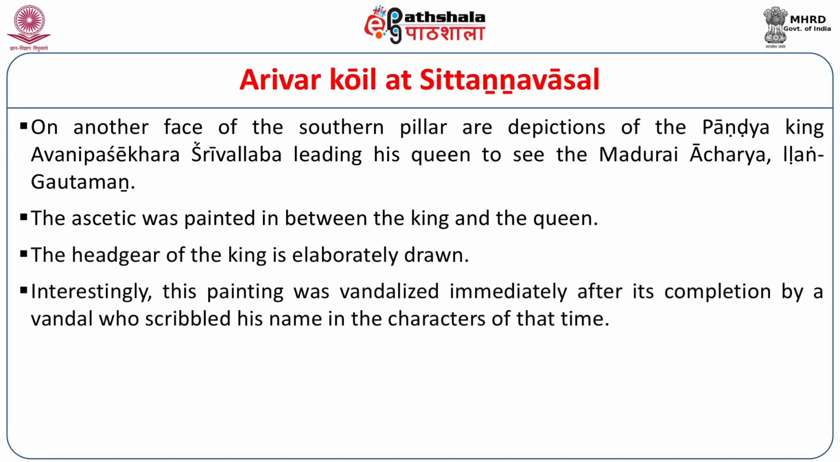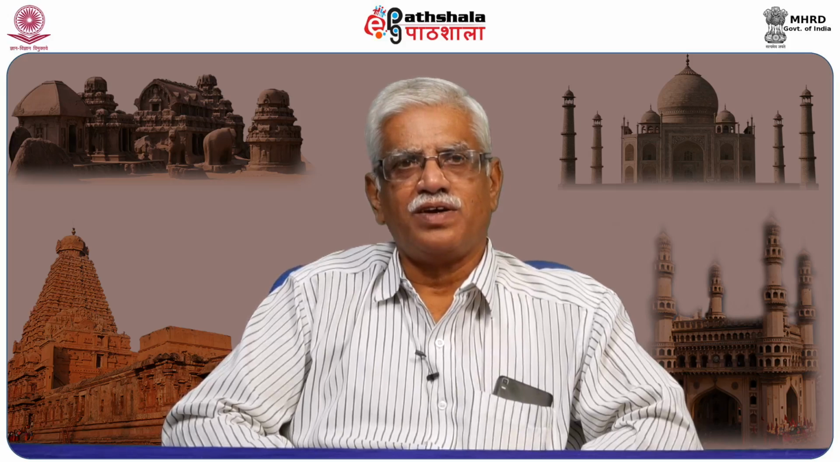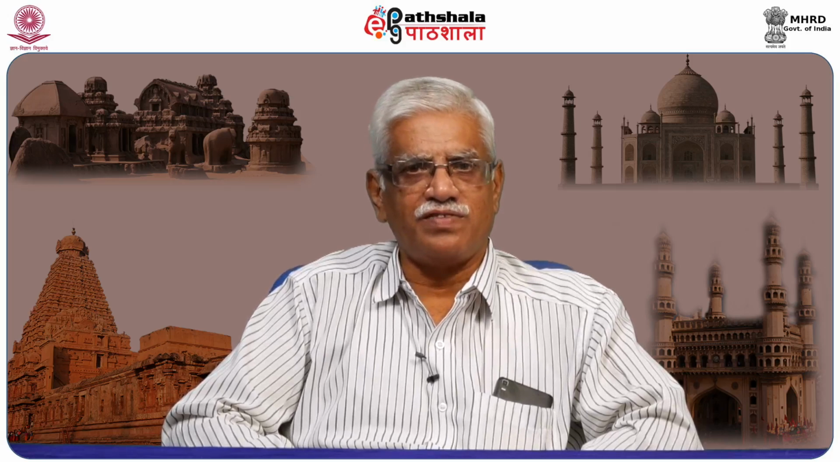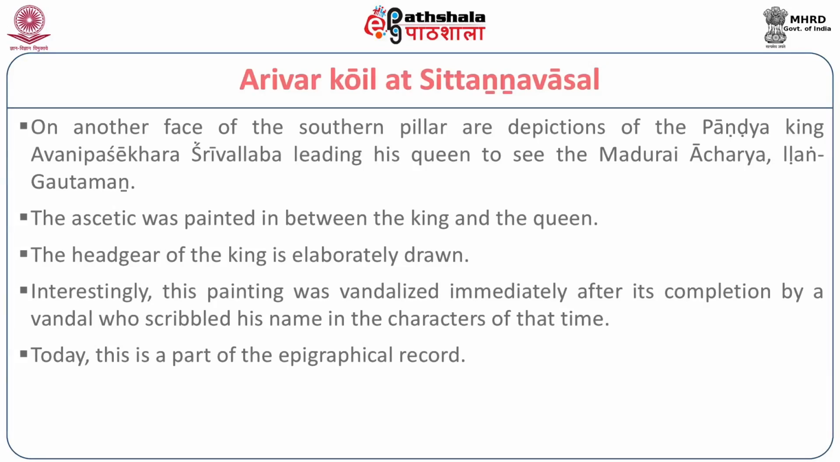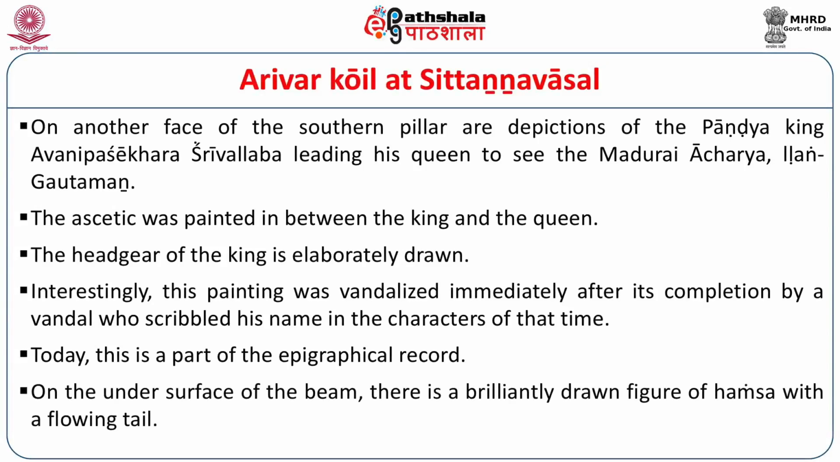Interestingly, this painting was vandalized immediately after its completion by a vandal who engraved his name in the characters of that time. It shows vandalism is not new, and it even happened in the 8th and 9th centuries AD. Today, this is a part of the epigraphical record for us. On the undersurface of the beam, there is a brilliantly drawn figure of a Hamsa with a flowing tail.